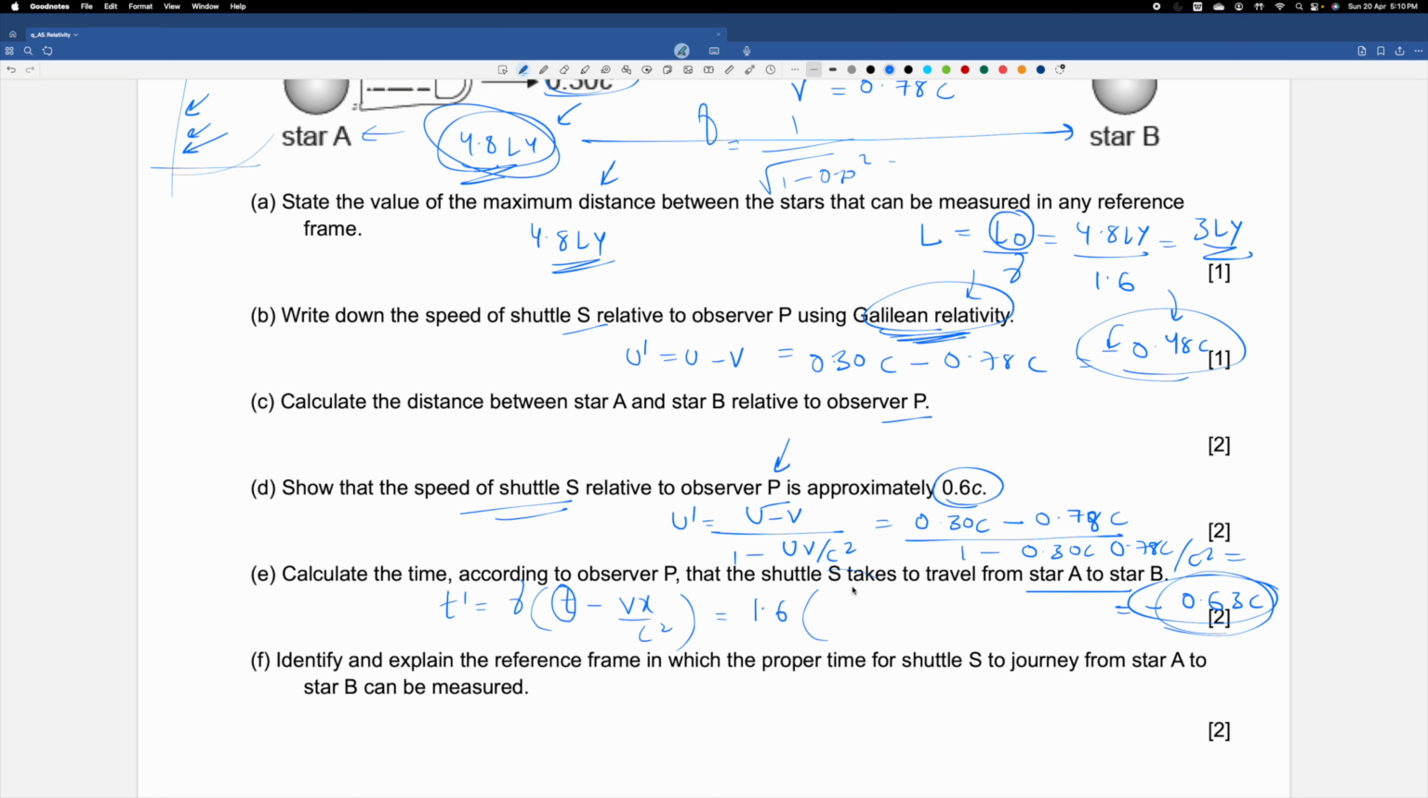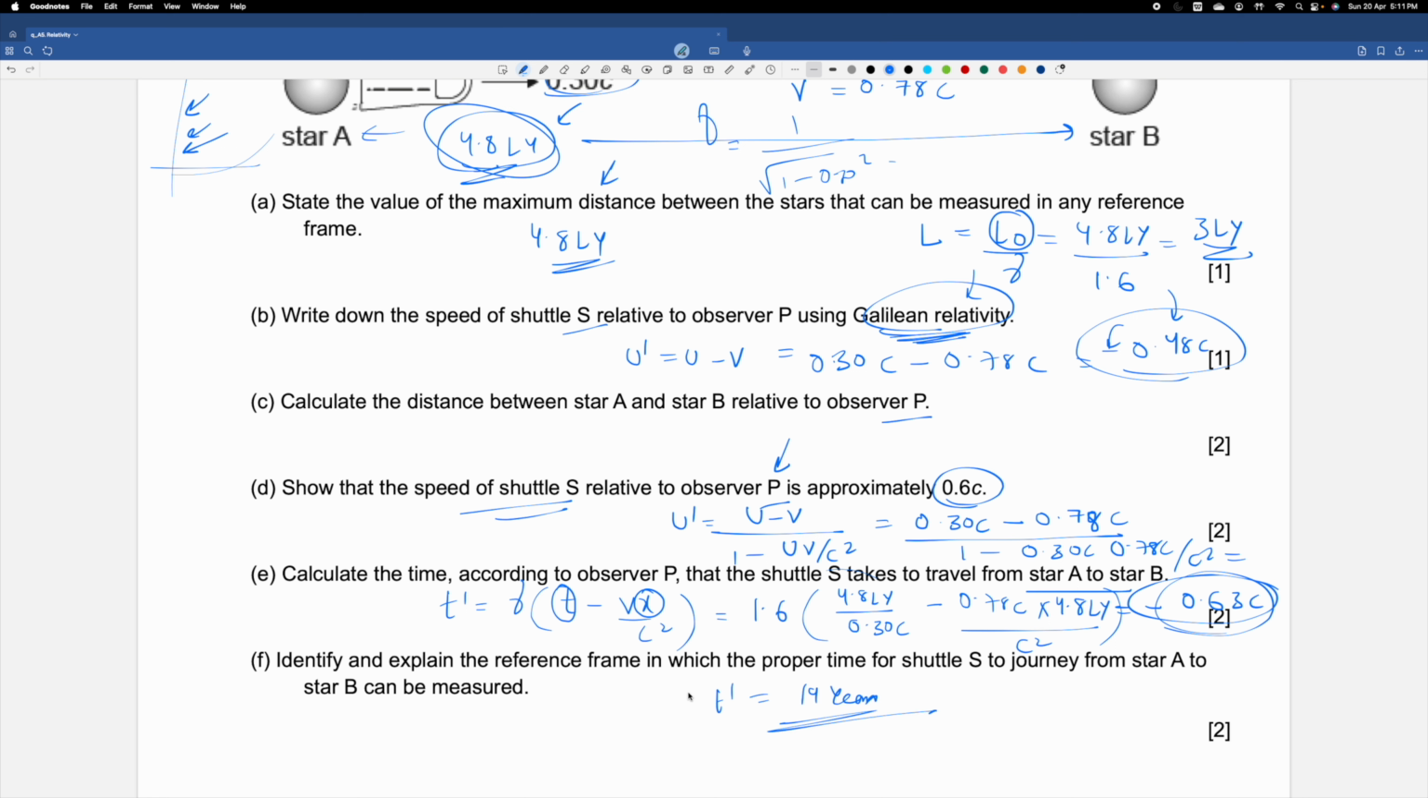So what is the time taken by the space shuttle? The proper time will be the actual distance, 4.8 light years, divided by the speed, which is 0.30c minus v, where v stands for the speed of the spacecraft, 0.78c, times the value of x, which is the actual distance again, 4.8 light years, divided by c squared. If you simplify this, your t prime will be around 19 years.